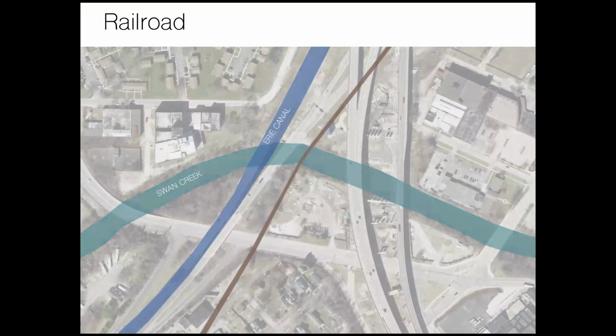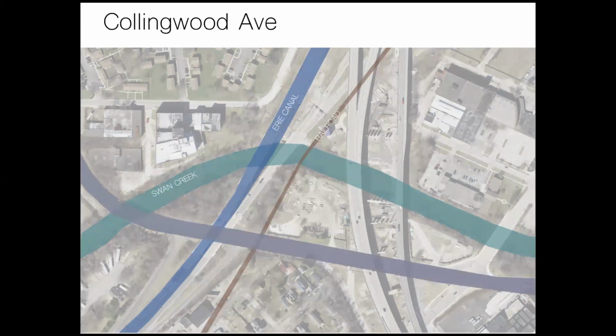Next was the construction of the railroad. And again, that railroad infrastructure was really important to the development of the city as a whole. And then Collingwood Avenue was built. And something interesting about Collingwood is that there are so many churches that line Collingwood that it's where the phrase Holy Toledo came from. So if you've ever heard someone say Holy Toledo, that's Collingwood Avenue, and it's because it has so many churches lining it.